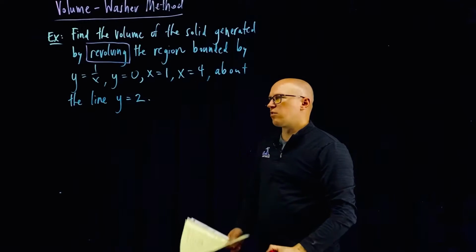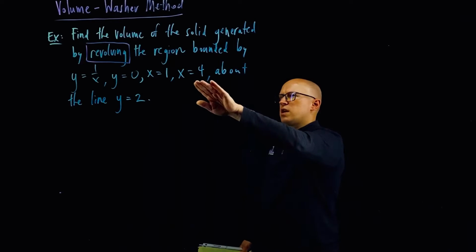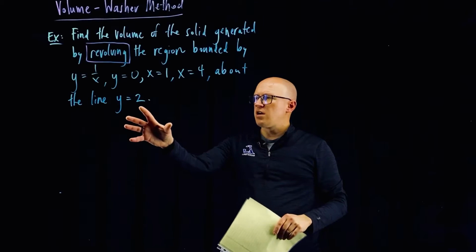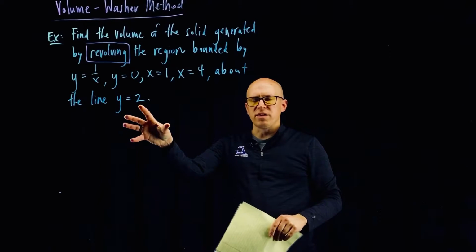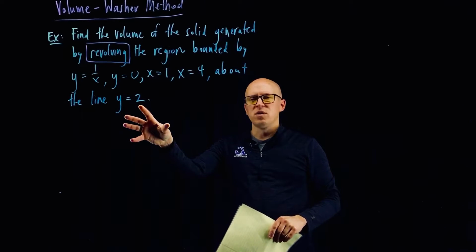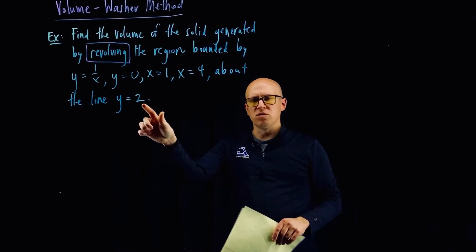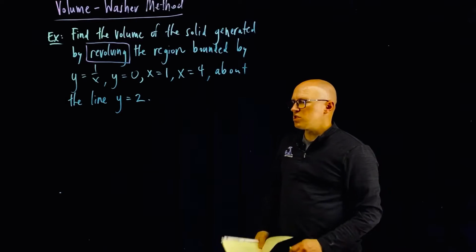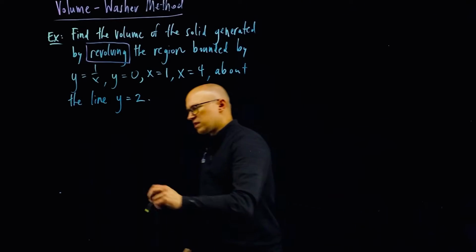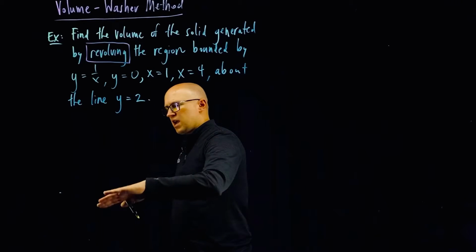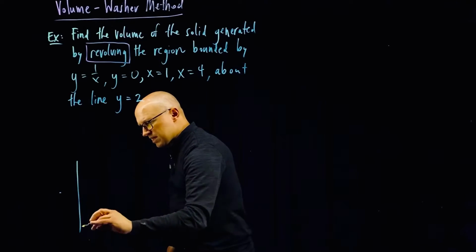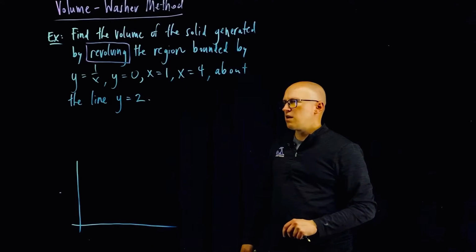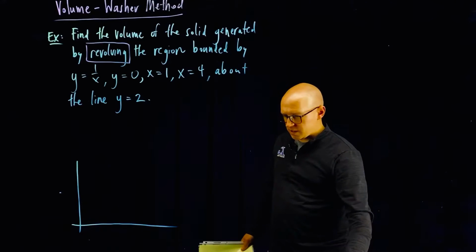The region bounded by y equals 1 over x, I know what that looks like graphically, y equals 0, x equals 1, x equals 4, about the line y equals 2. This is different because when we used the disk method, we were revolving around the x-axis, which is actually y equals 0. So this one we're revolving around the line y equals 2. But just like the disk method, I'm going to want a sketch for this. We're going to end up rotating kind of up, so I'm going to start my x-axis kind of low so that I have room to draw my graph rotated upwards. All right, let's try to use some colors here.